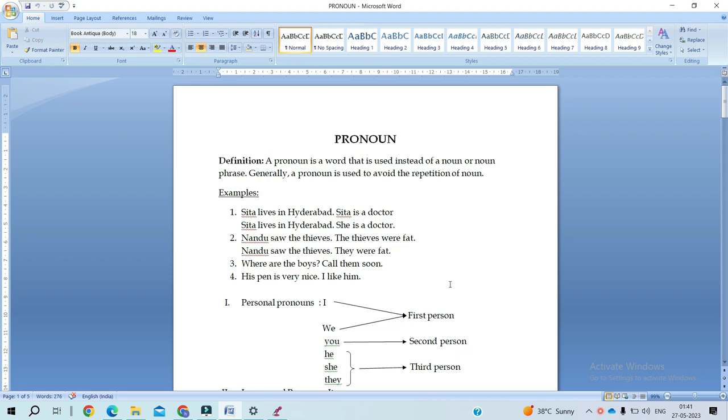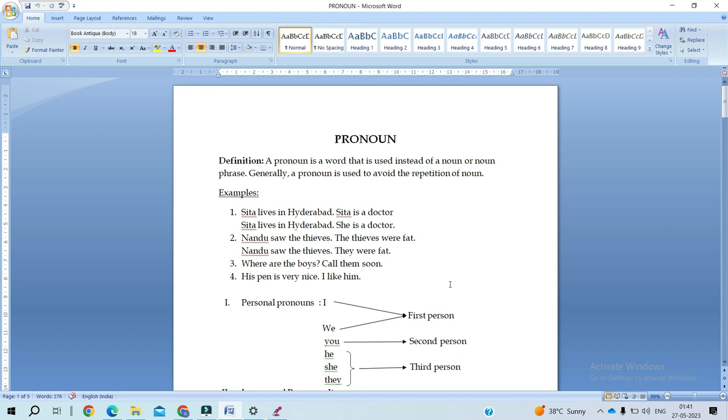Sita lives in Hyderabad. Sita is a doctor. In both sentences, we use Sita. So we see in the below sentence, Sita lives in Hyderabad. She is a doctor.